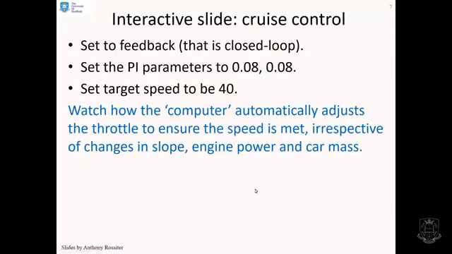First example then, we'll look at the cruise control, which we've looked at before. And so we're going to set the option to feedback, which is closed loop. And we're going to set the PI parameters both to be 0.08. Now, they aren't perfect, but they're good enough. So what we want you to do is watch how the computer automatically adjusts the throttle. If you watch the throttle, you'll see it moves by itself because the PI is choosing the value it should have to ensure the speed is met. And this is irrespective of changes in slope, engine power and car mass.